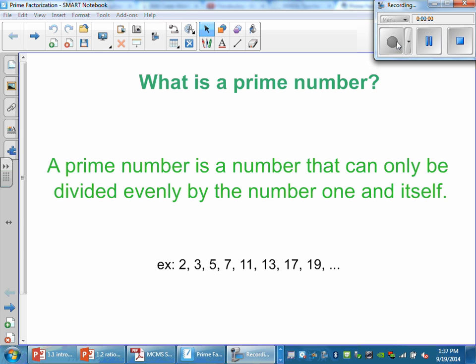Video on prime factorization. First, I want to talk about what a prime number is. A prime number is a number that can only be divided evenly by the number 1 and by that number. There are a few examples at the bottom of the page. All of these numbers shown here can only be divided evenly by the number itself and by 1.